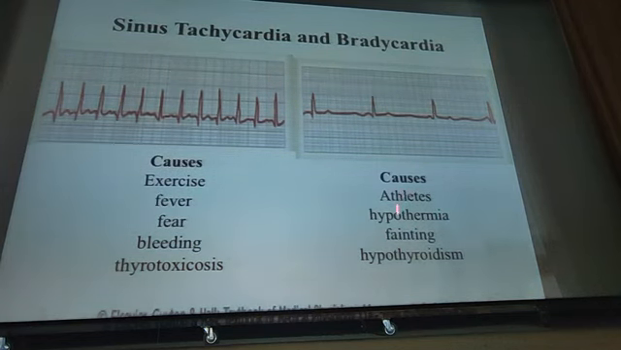Hypothyroidism, fainting, hypothermia, all these causes. This one. Could you see this is sinus bradycardia? So this is sinus bradycardia. This is sinus tachycardia.